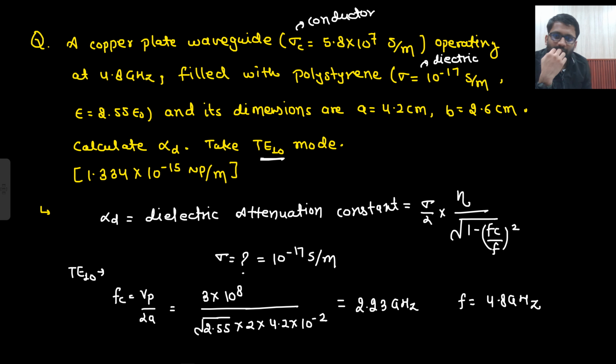So what is eta here? That would be 120 pi divided by under root epsilon r. That is 120 pi divided by under root epsilon r. What is that? 2.55. So 2.55 under root reciprocal into 120 pi, which gives 236.08 ohm.